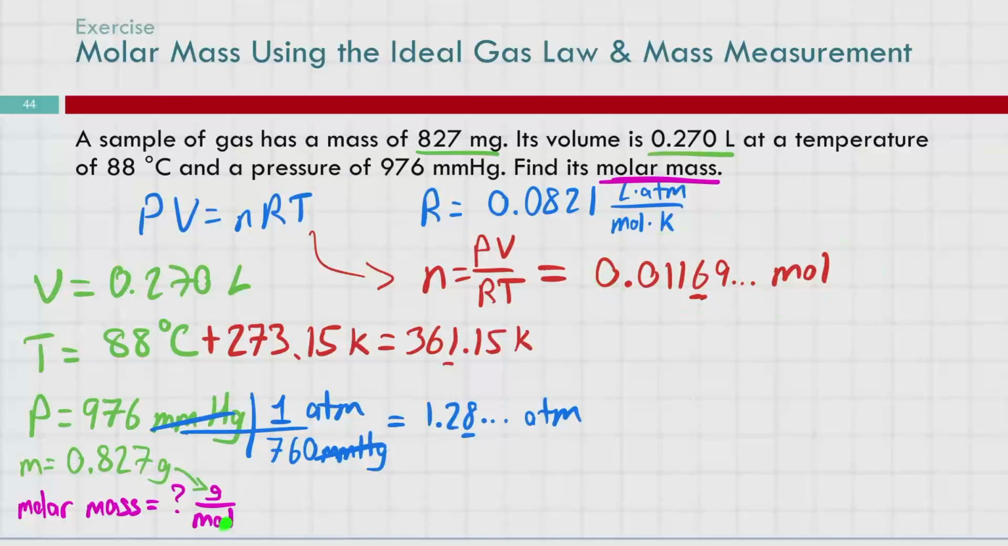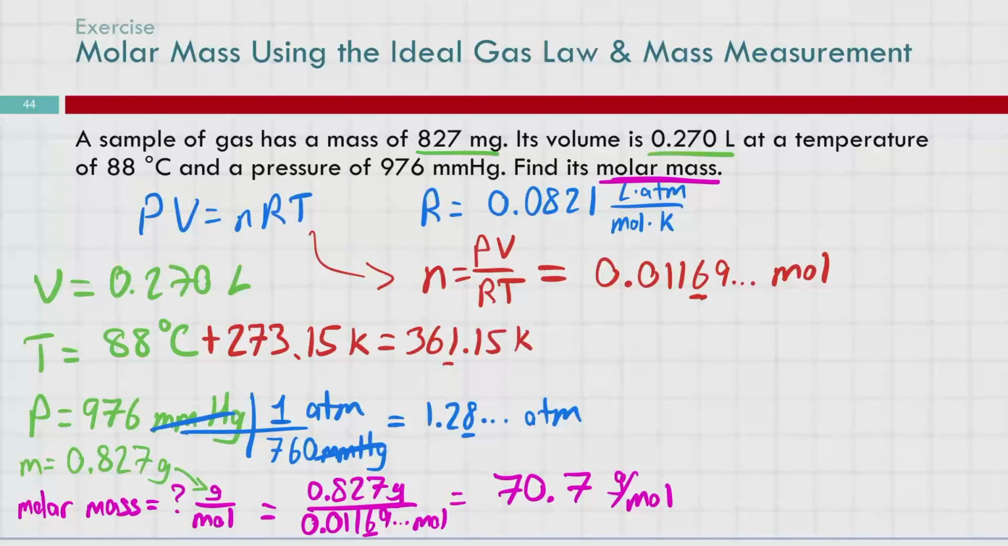Now we've got the moles that go into our molar mass, so we take the grams and divide by moles. That'll look something like this, 0.827 grams over our number of moles. And after we round to 3 sig figs, we get 70.7 grams per mole for our molar mass.